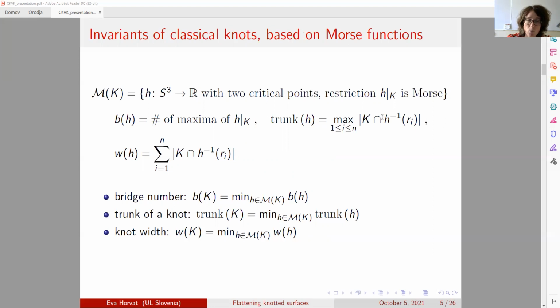And my goal was to take this construction one dimension higher, that is to say, to define similar invariants for embedded surfaces inside the four-sphere.